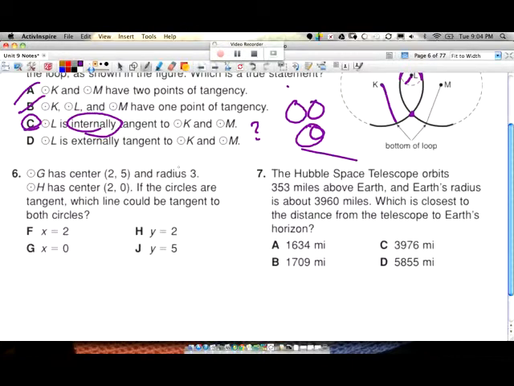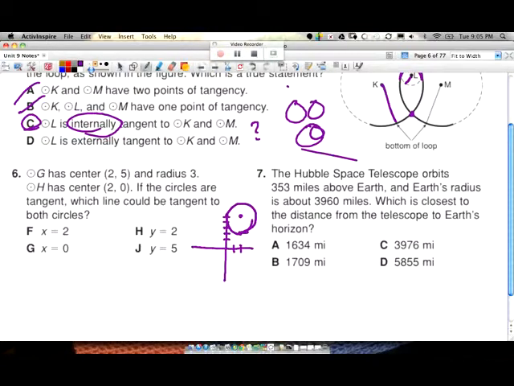G has a center 2, 5 and a radius 3. H has a center 2, 0. If the circles are tangent, which line could be tangent to both circles? Okay, so I need to draw a little picture here. It's a center at 2, 5. So 1, 2, 3, 4, 5. And it's got a radius 3. So I'm going to go down from 5 minus 3 would be down to 2. So there is like a circle. Oh, that's not a very good drawing. About like that. That's a little better.